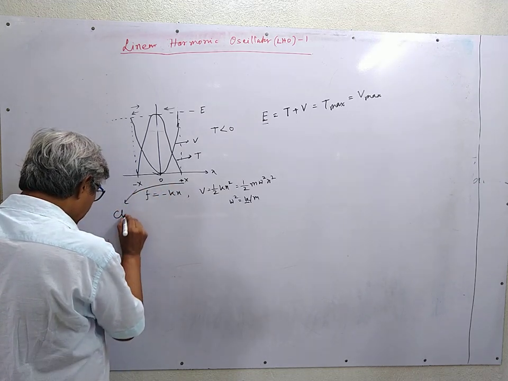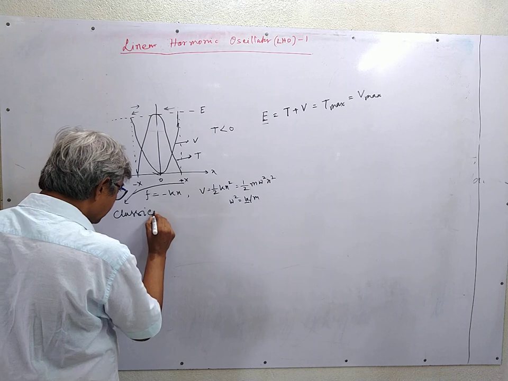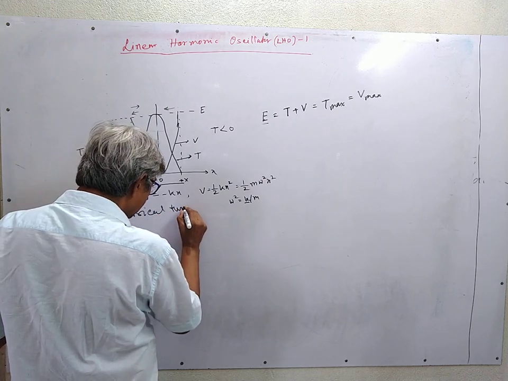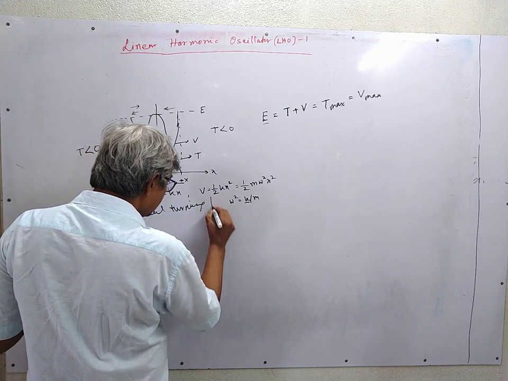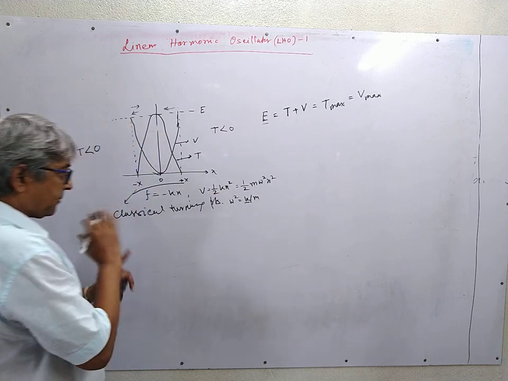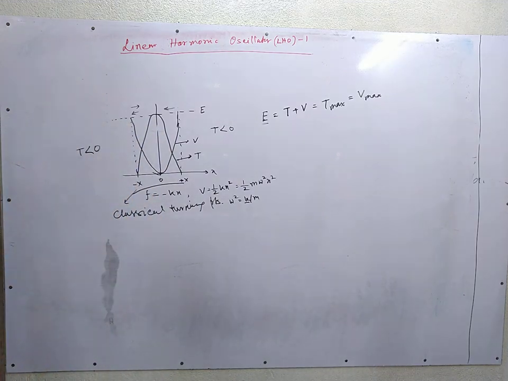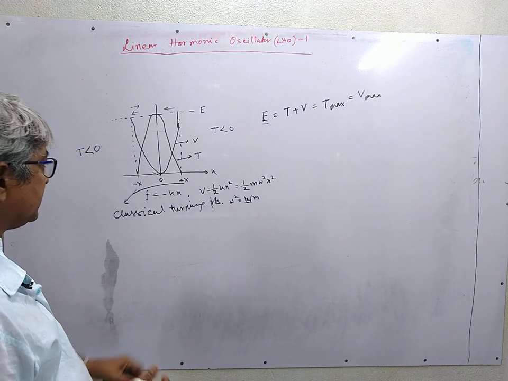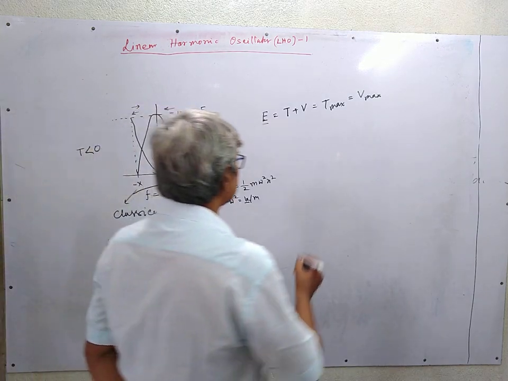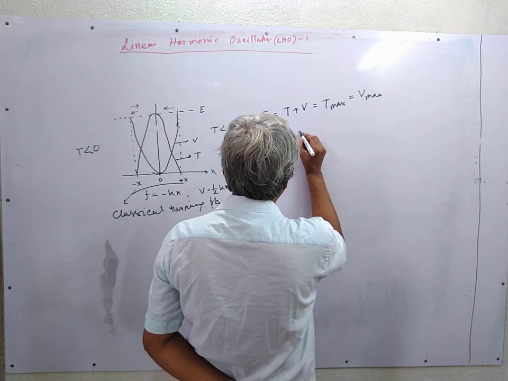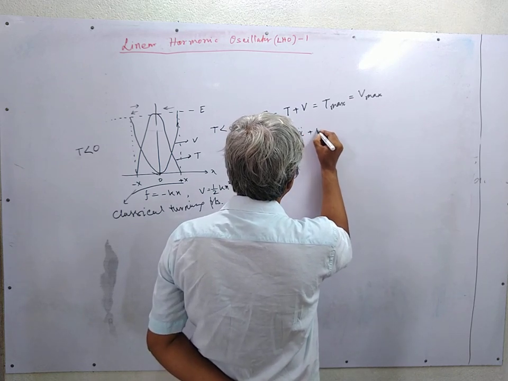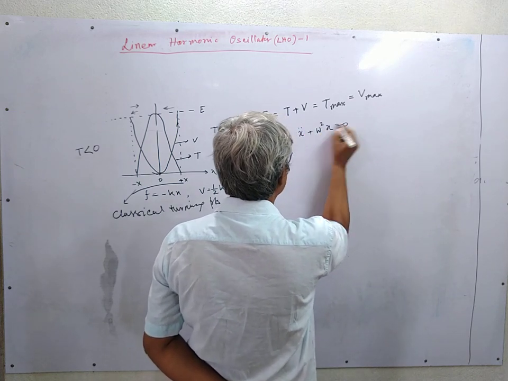These two are called classical turning points. So the particle remains confined within plus minus x in classical mechanics. And so far as the equation of motion is concerned, we know that the motion equation satisfied by this is x double dot plus omega square x is equal to 0.